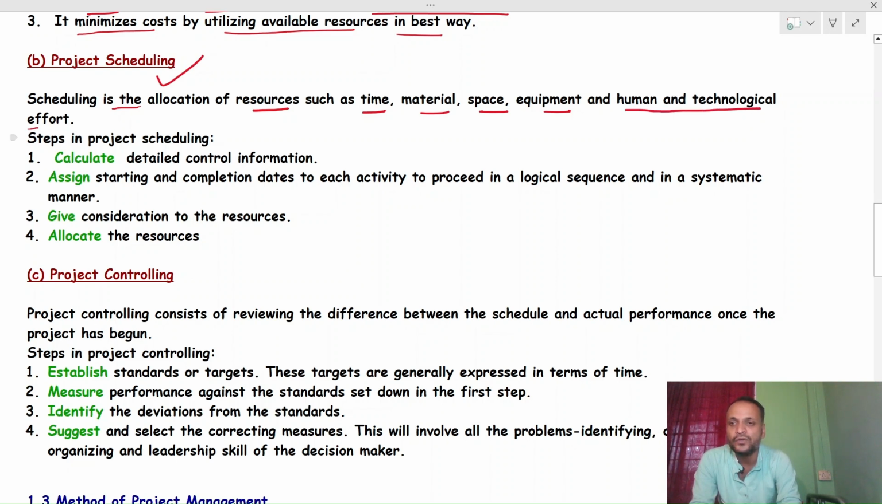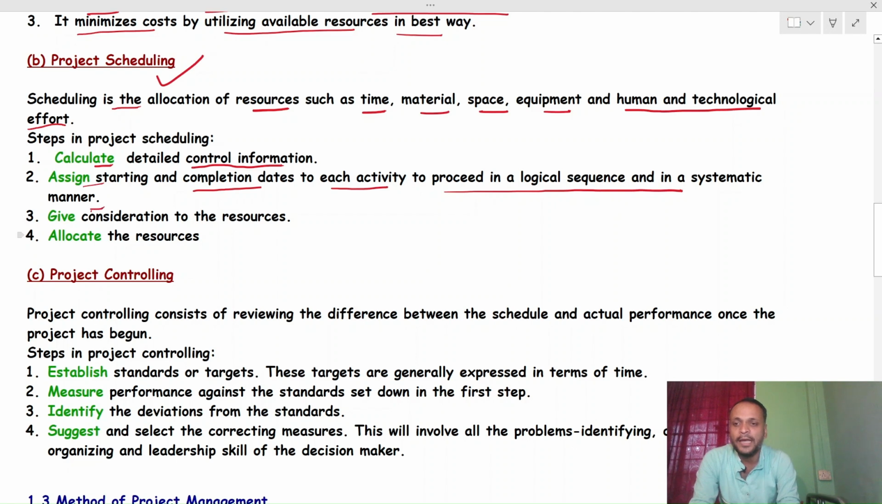So these things you have to schedule: the timing of the activities, what materials will be used in that activity, whether we have proper space to keep those materials, whether we have proper equipment to conduct that activity, and what human and technological effort we will require for it. There are 4 steps in project scheduling. The first one is to calculate detailed control information. You already have the planning, then you calculate what control information you have. Then assign starting and completion dates to each activity to proceed in a logical sequence and in a systematic manner.